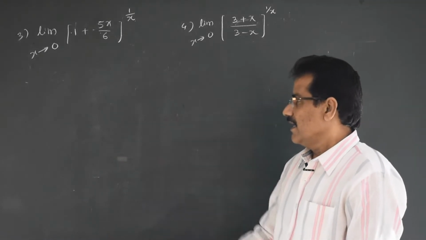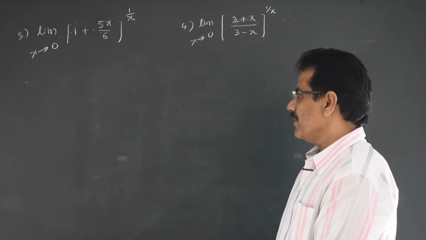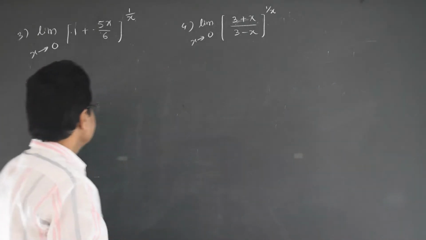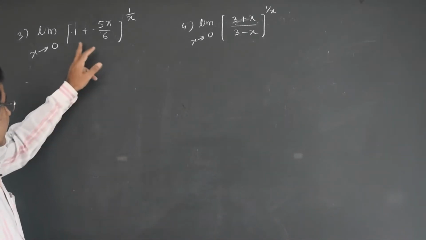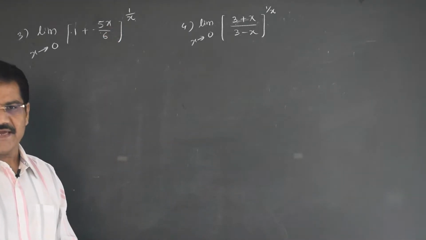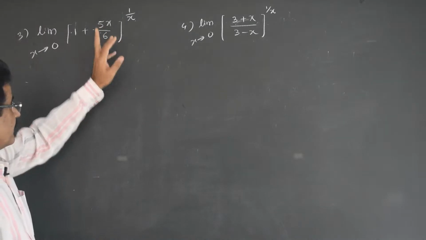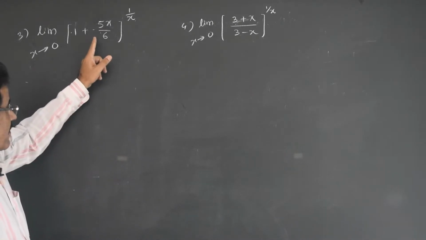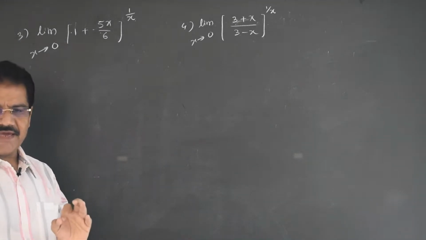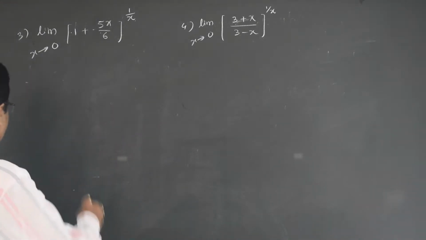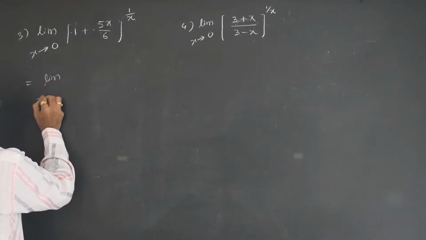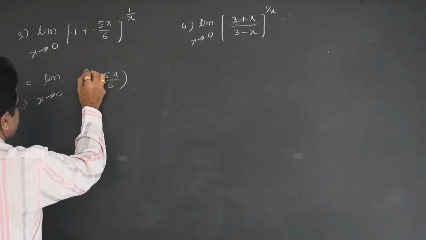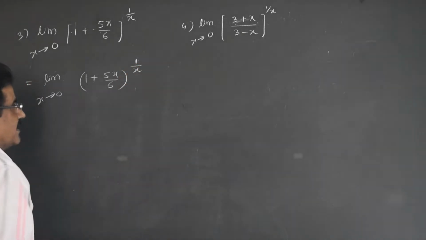Example number 3 now. Limits as x tends to 0, (1 plus 5x upon 6) bracket raised to 1 upon x. So we can see that this is in the form of (1 plus px) bracket raised to 1 upon px. We already learned this concept. If the coefficient of x is 1 upon x we want, but if it is in the form of px, we should have the same px in the denominator of the index. So we need to do certain adjustment in the indices. So limits as x tends to 0, (1 plus 5x upon 6) bracket raised to 1 upon x as it is.